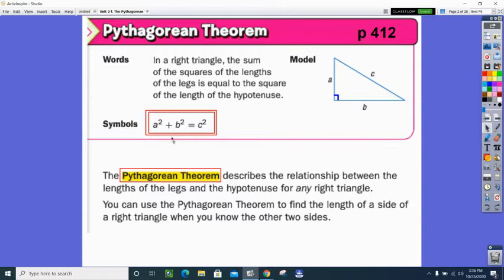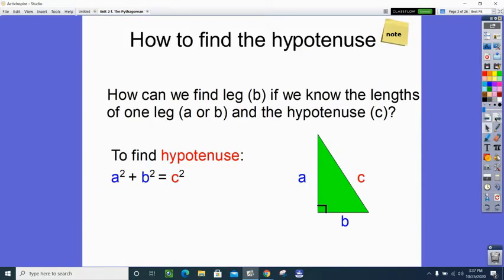And what you can do with this is use it to find the missing length of one of the three sides. We're going to start by trying to find the hypotenuse in a right triangle. So I've drawn one here. You can see the two legs. Those are the two sides that make up the right angle. A and B are the letters that we usually use to describe them. Now, the third side, which is opposite the right angle, doesn't touch that angle. It doesn't make up one of the sides of the right angle.